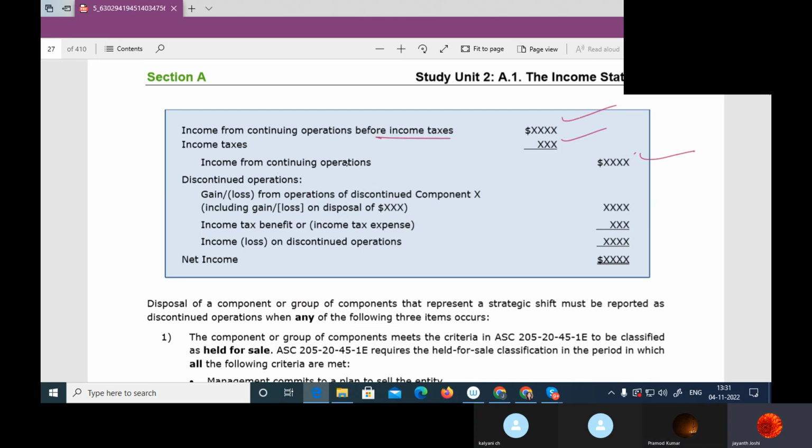Okay, this is before taxes, this is after taxes. Then there's a discontinued operation. You want to sell some business, and from that you got a gain, you record. If you got a loss, you record. And if it's a gain, you pay the tax immediately this year. If it's a loss, then you have to carry forward to next year and set off from the next year's profit and pay the taxes. Okay, so that's a benefit for you.